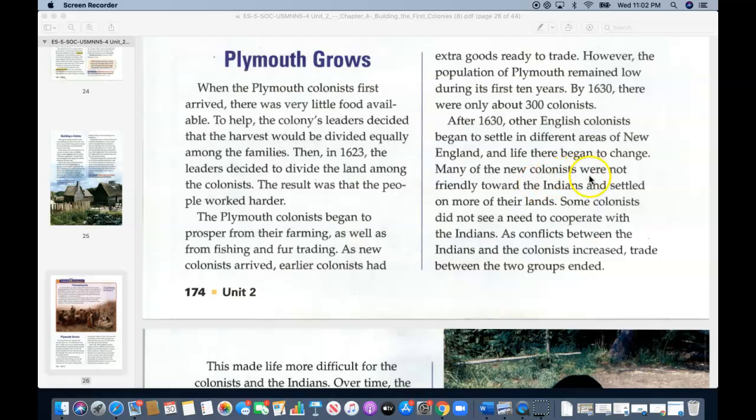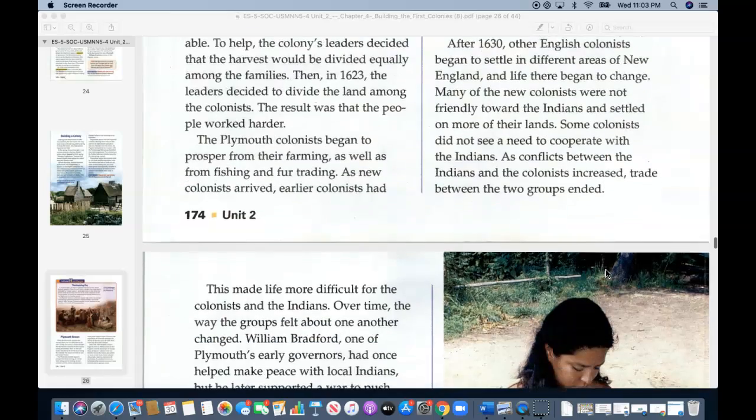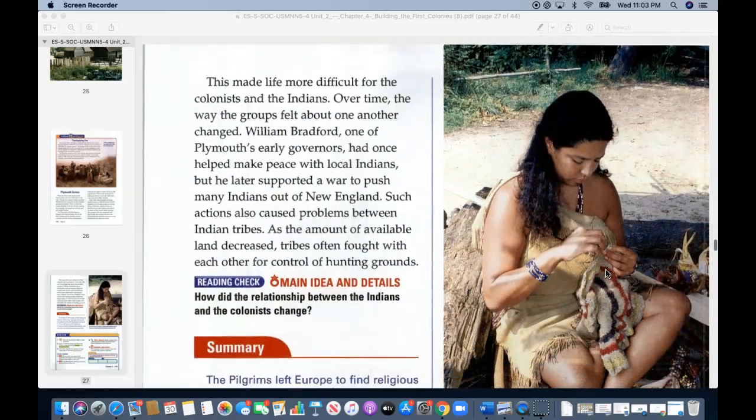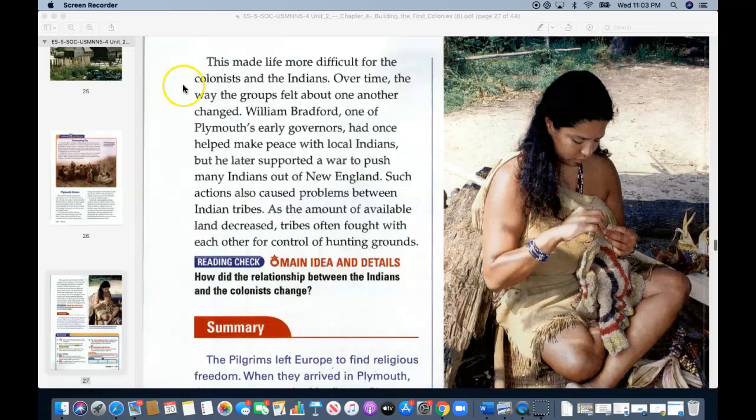Many of the new colonists were not friendly towards the Indians and settled on more of their lands. Some colonists did not see a need to cooperate with the Indians. As conflicts between the Indians and the colonists increased, trade between the two groups ended. This made life more difficult for the colonists and the Indians. Over time, the way the groups felt about one another changed.